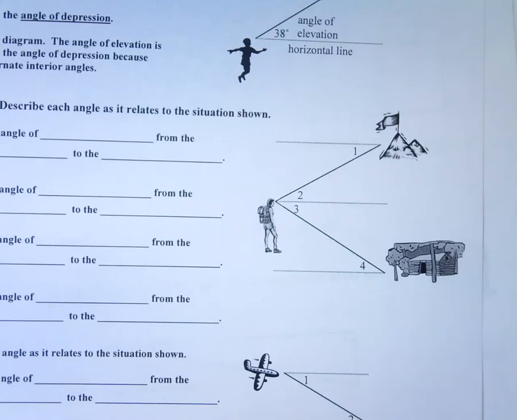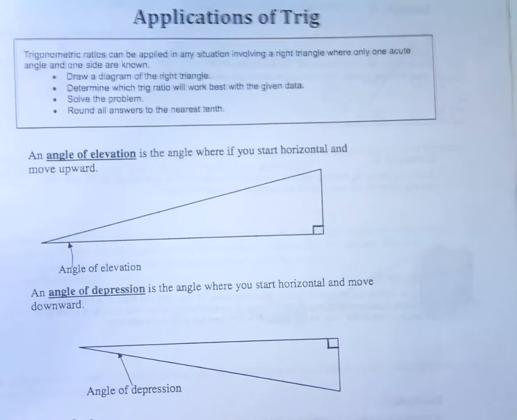Elevation, because maybe somebody was out on the porch and they're looking straight ahead, and then they look up at the hiker. So when you look up, it's elevation. If you look down, it's depression. And these two angles will always be the same because they're alternate interior angles. Okay? All right, so I just didn't like these pictures here.